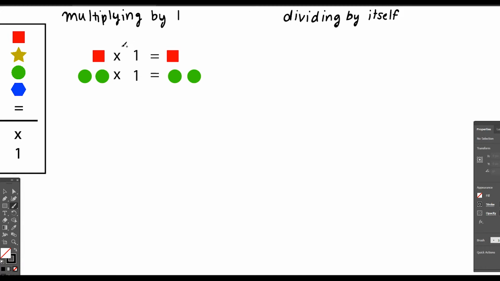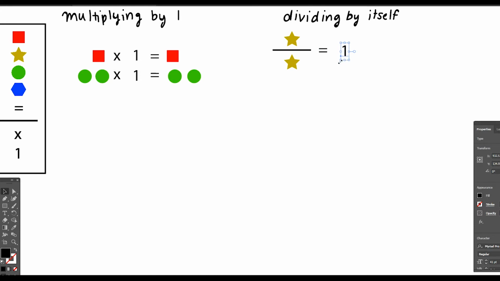So again, let's start with a really simple example. Let's just take one gold star, and let's say that we're going to divide this gold star by itself. So if you remember your math rules, you'll know that dividing anything by itself gives you the number 1.